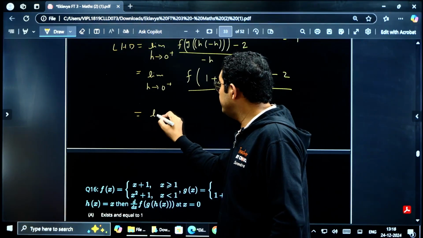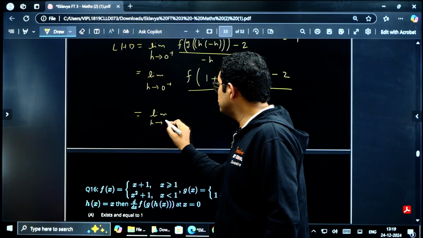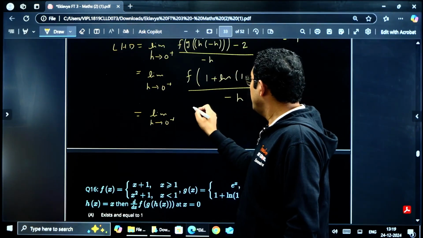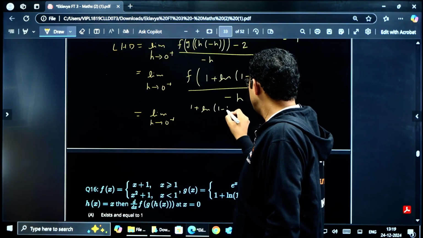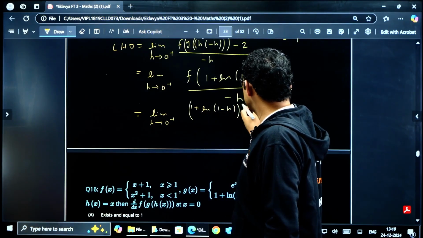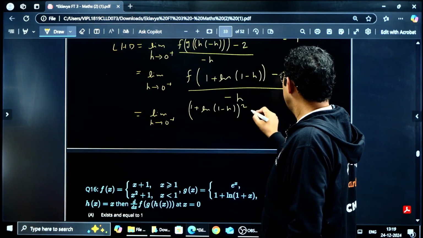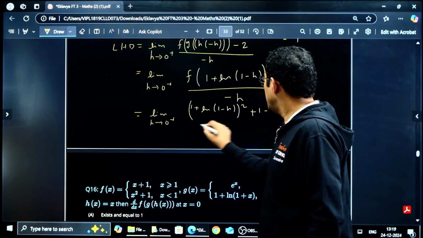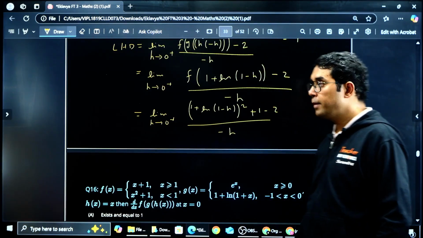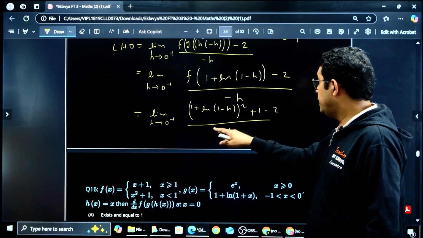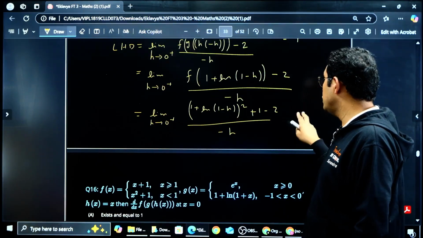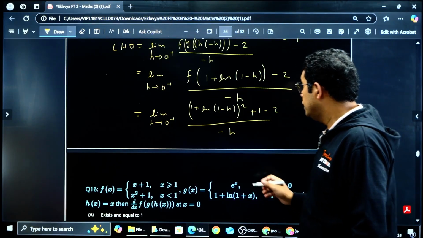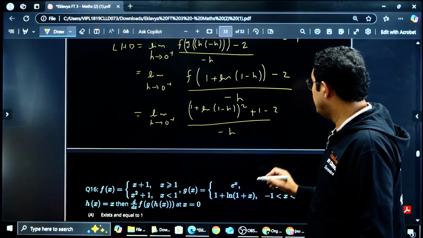So here it will be limit h approaches 0 positive. And we can write it as (1 plus ln of 1 minus h) whole square plus 1 minus 2 upon minus h. Now if we check that at 0, what will be this value? I think it will be 1 plus 1, 2. So it is 0 upon 0 form. So we can now calculate the limit.